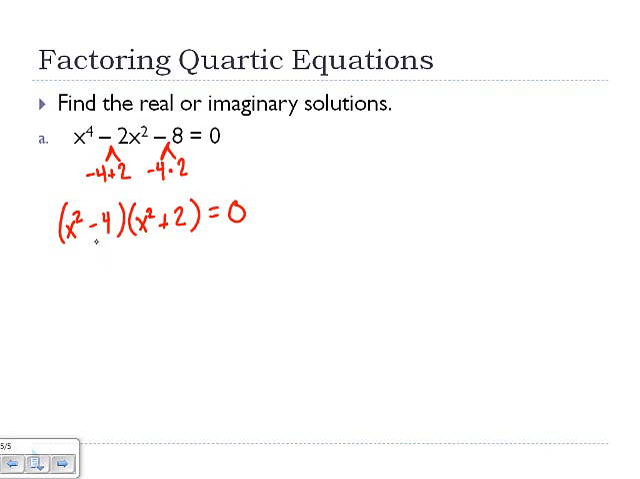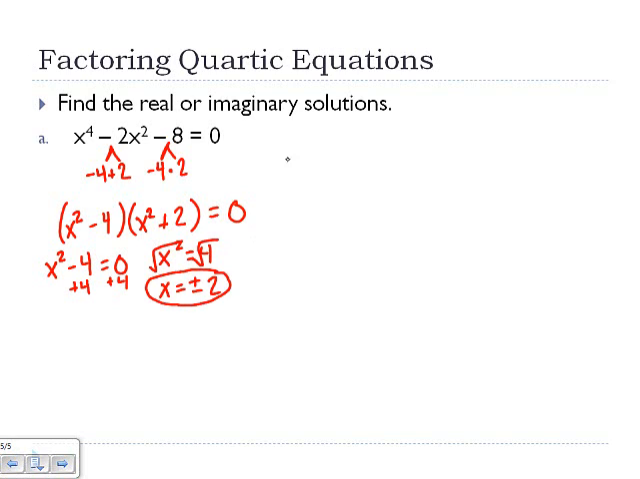Just like quadratics, now that we have linear factors, you can set them each equal to 0. So we can say x squared minus 4 equals 0. To solve, we add 4 to both sides, find that x squared equals 4, take the square root, and we find that x equals plus or minus 2. And that gives us 2 answers.